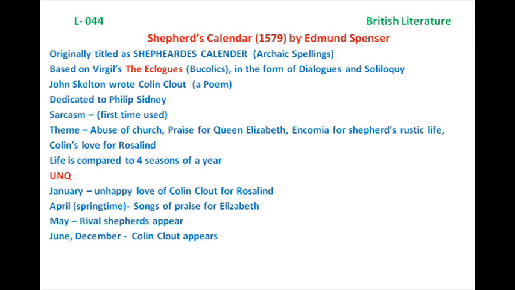In this poem we have 12 months, 12 eclogues, and one more thing we can correlate with Virgil's Eclogues. In Virgil's Eclogues there are 10 eclogues. In this we have 12 eclogues, or 12 different short poems, and each poem is separate from the others. So one can easily enjoy any of the poems from these 12 poems.